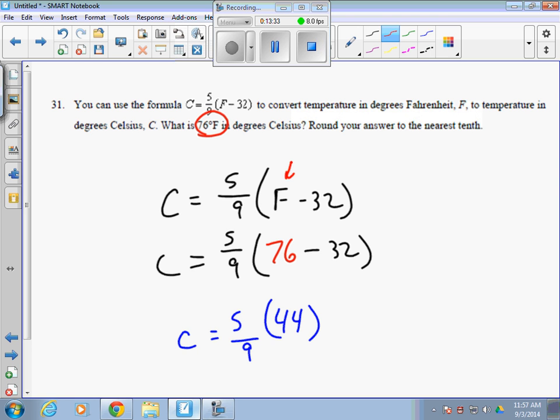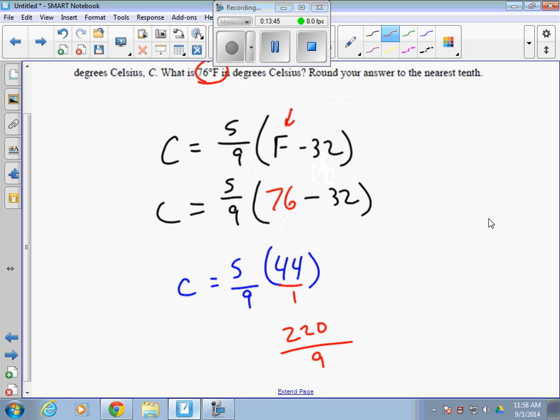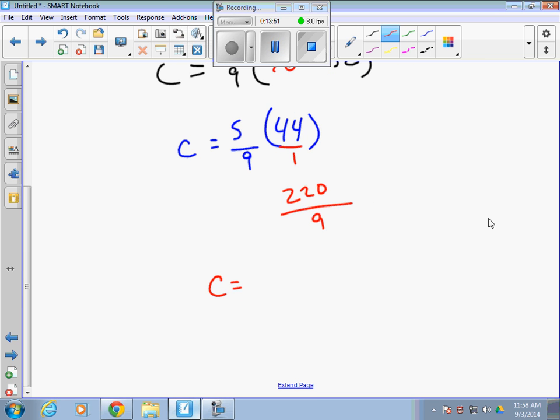Remember, you're just multiplying fractions. Now you have a fraction when you put it over 1. When you multiply 5 times 44, you're going to get the number 220. 9 times 1, you're going to get 9. So when you divide 220 by 9, you're going to get 24. So your Celsius version is 24.44, and it keeps on going.